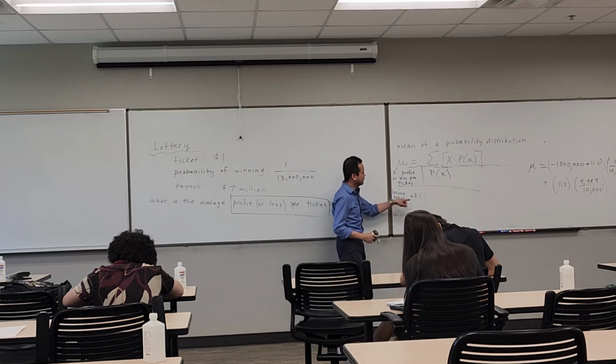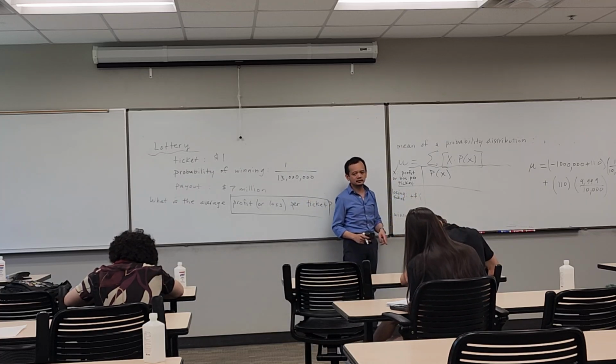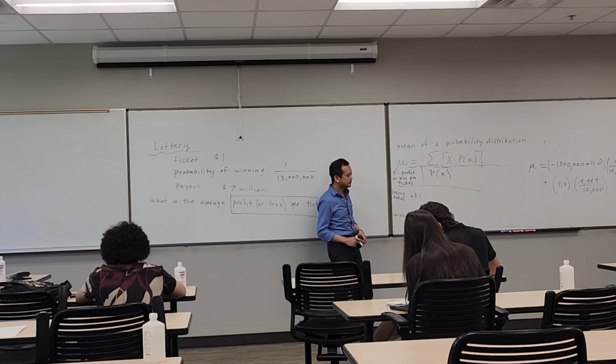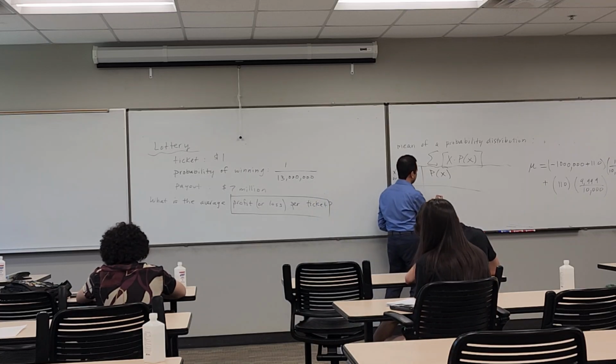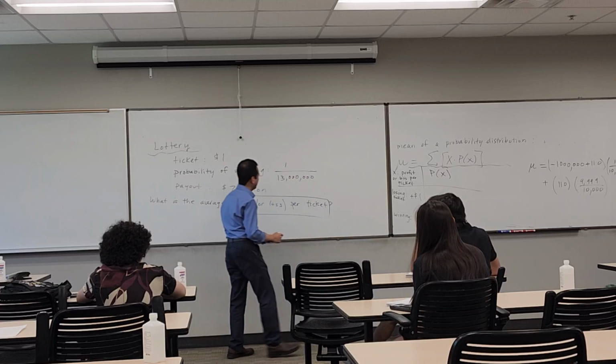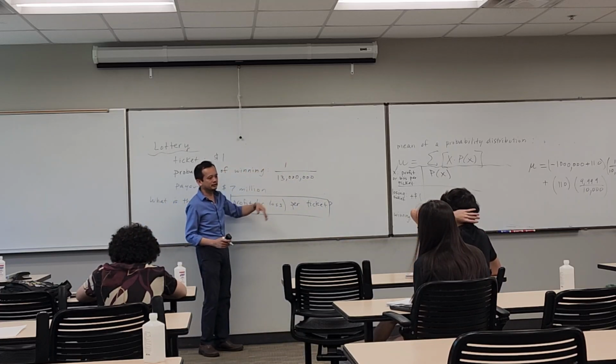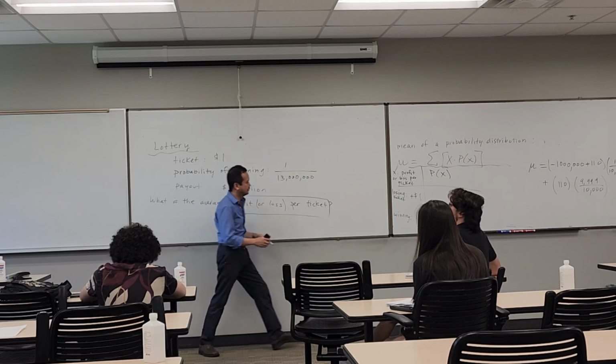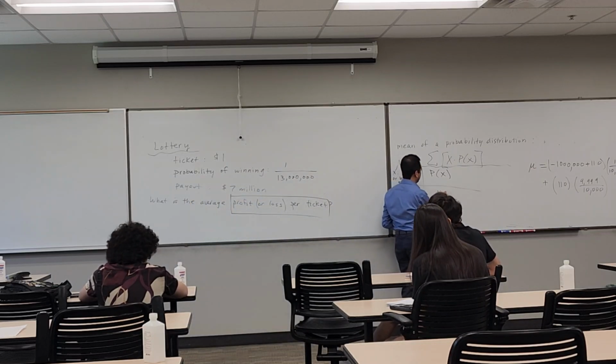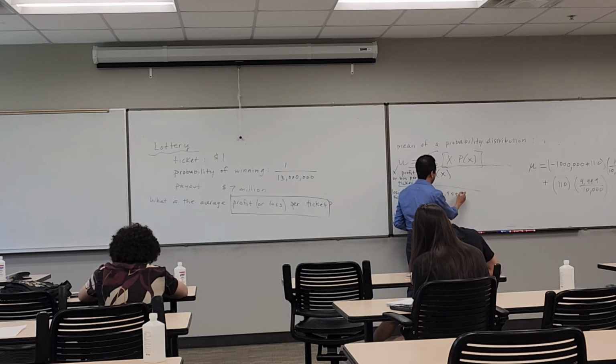The government is making a dollar, so what's the probability of that happening? 12,999,999. Yeah, very good. The probability of a winning ticket is 1 in 13 million, so the losing ticket will be 1 minus that, or 12,999,999 divided by 13 million.